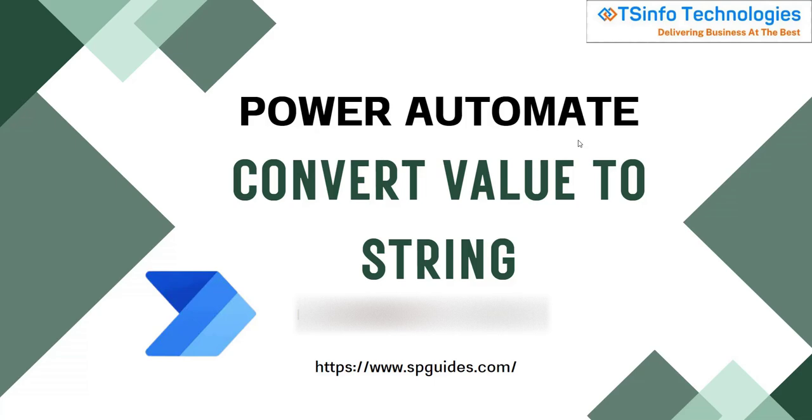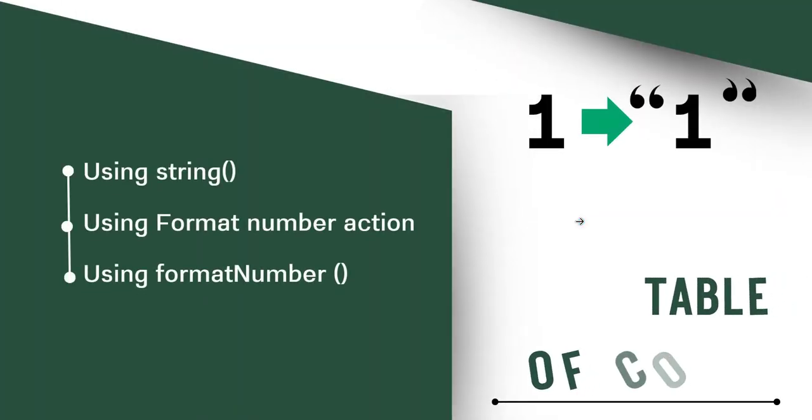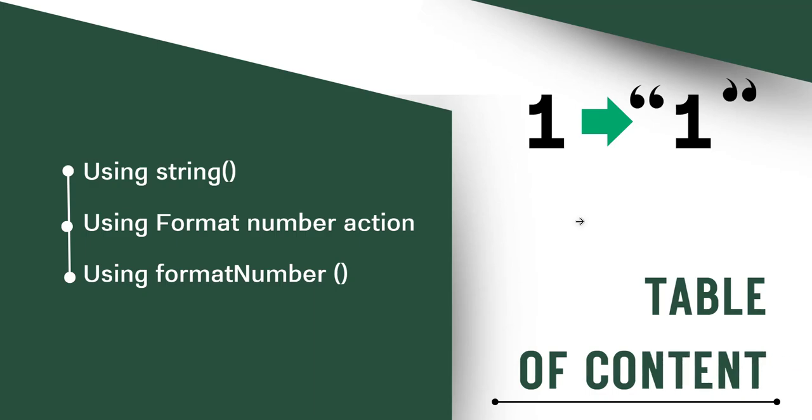Today we will see how we can convert value to string in Power Automate. There are three methods to convert value to string in Power Automate: one is using the string method, another is using the format number action, and the third is using the format number method. Now let's see how we can use these three methods to convert the value to string in Power Automate.